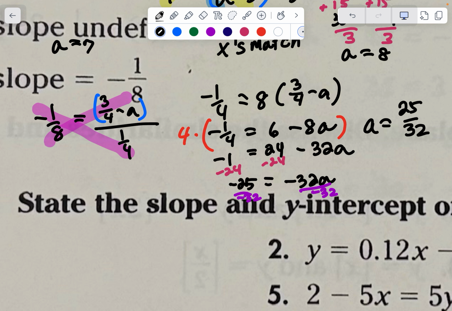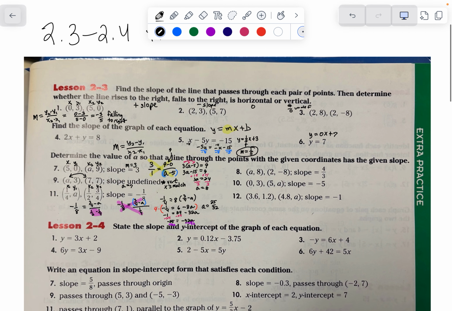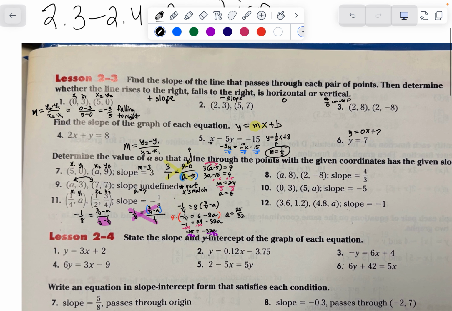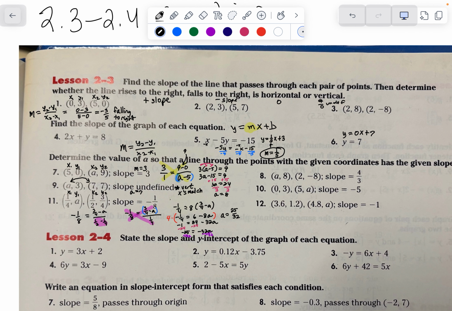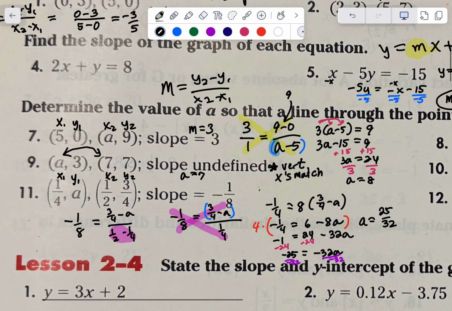So those are one of the hardest ones in that section. Do we have any questions at all about section 2-3? Do we have any questions? Let me zoom in so you can see number 7, 9, and 11. And then I'll make sure everybody's caught up, and then we'll talk about 2-4.